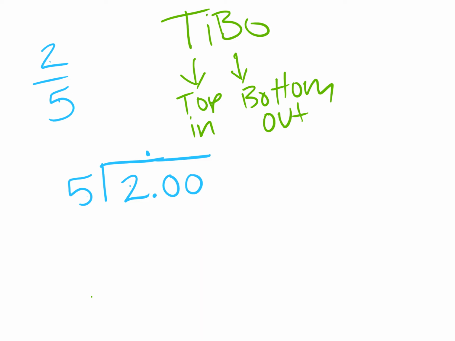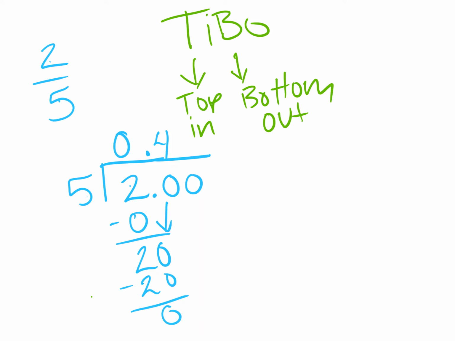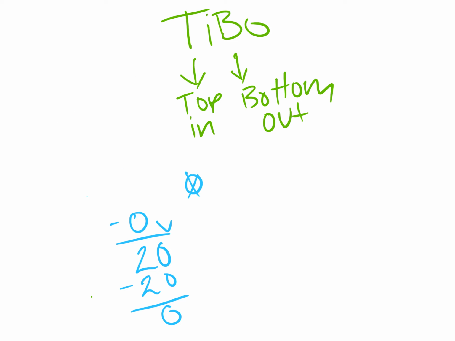Now you start dividing. 5 goes into 2 0 times. 0 times 5 is 0. When we subtract, we get 2. We bring down this 0. 5 goes into 20 4 times. 4 times 5 is 20, and we're left with no remainder. So we technically didn't need this extra 0. So 2/5 equals 0.4.